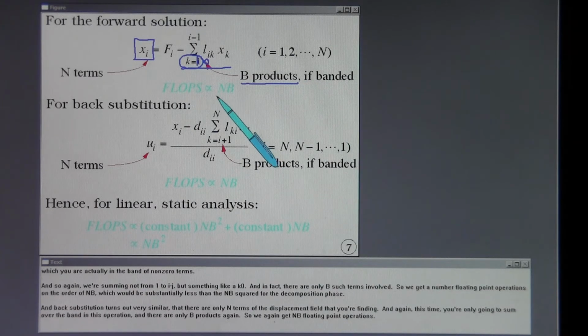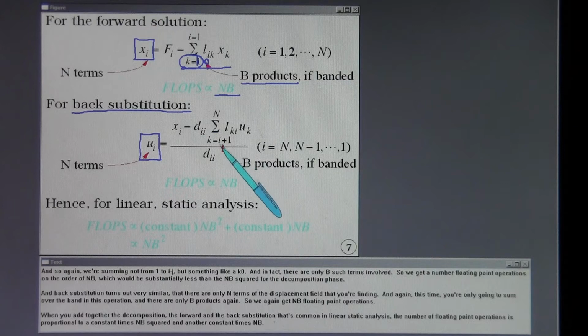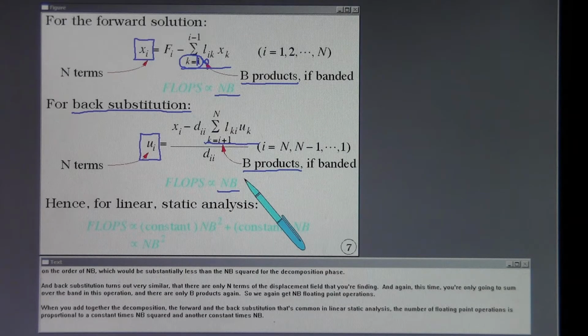So we get a number of floating point operations on the order of NB, which would be substantially less than the NB squared for the decomposition phase. And back substitution turns out very similar. There are only n terms of the displacement field that you're finding. And again, this time, you're only going to sum over the band in this operation, and there are only B products again. So we again get NB floating point operations.